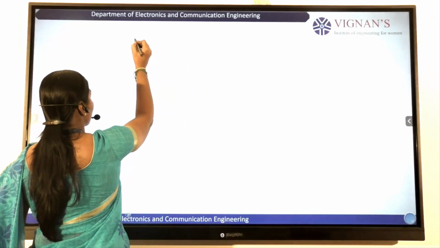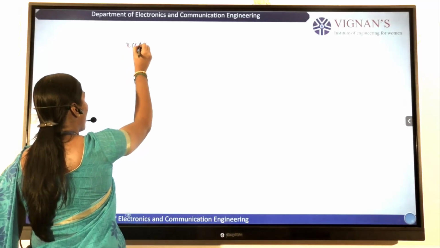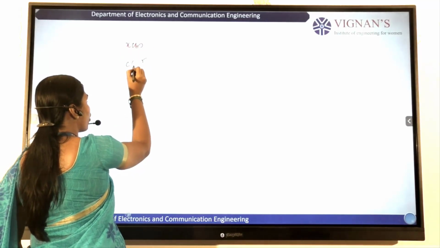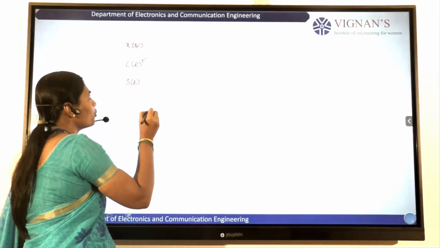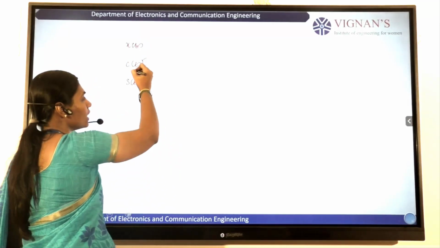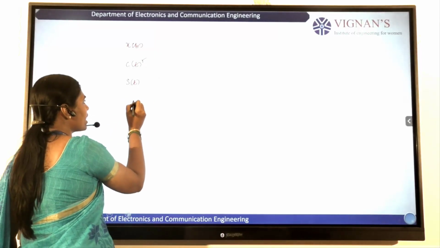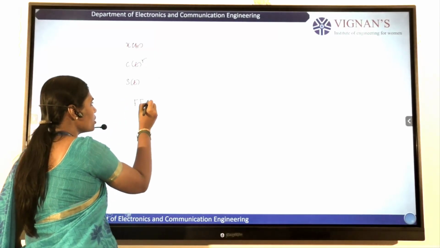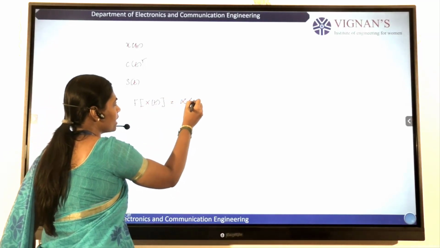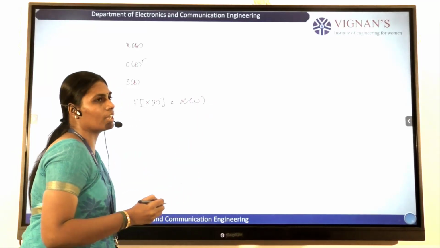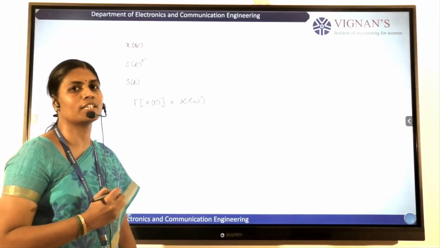For this modulation process, we need two inputs. The first one is the message signal x of t, the next is the carrier signal c of t, and then the modulated signal is s of t. Now we are going to apply the Fourier transform to all these three signals. After applying the Fourier transform, the Fourier transform of x of t is known as X of omega. Because we are considering an arbitrary signal, we are not going to give any mathematical representation in its frequency domain representation.